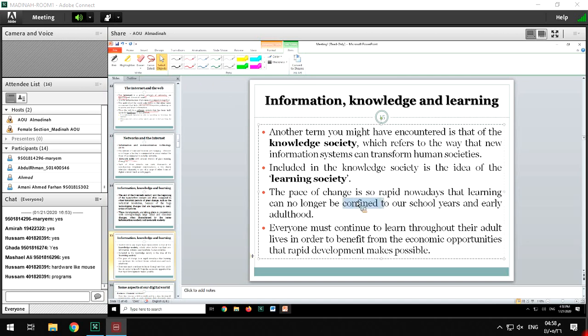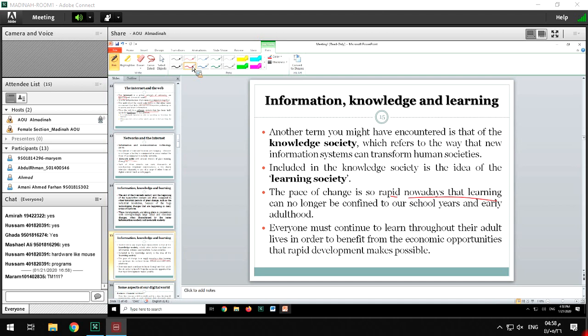The pace of change is so rapid nowadays that learning can no longer be confined to our school years or early adulthood. Everyone must continue to learn through their adult lives in order to benefit from the economic opportunities that rapid development makes possible. So, as a university, we are giving an option of blended learning, right? Now people have to start learning by themselves using the technologies.